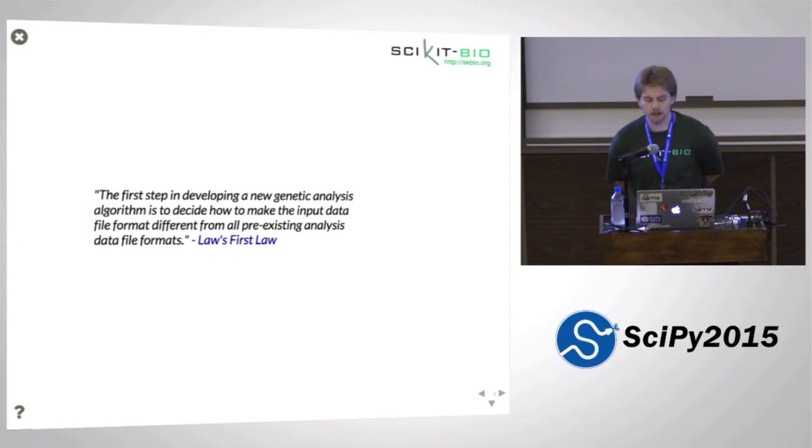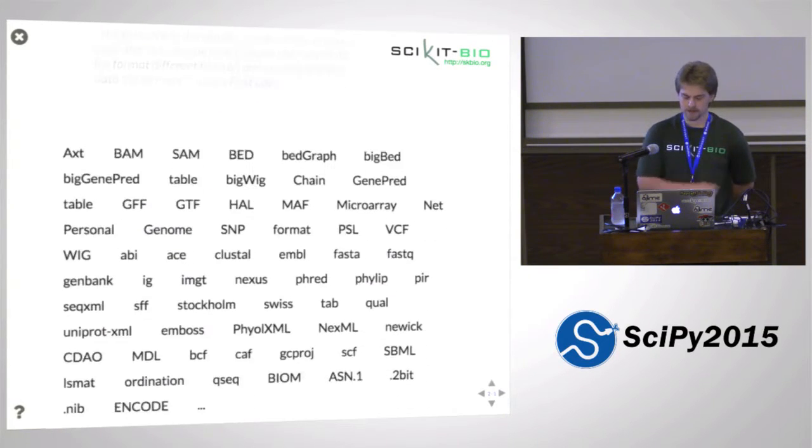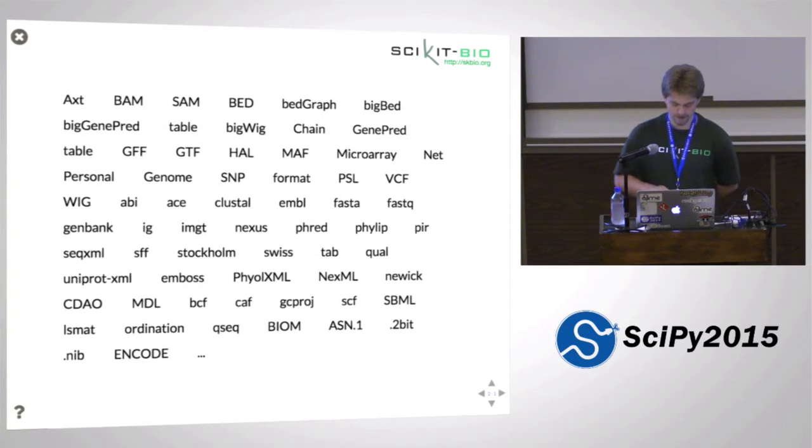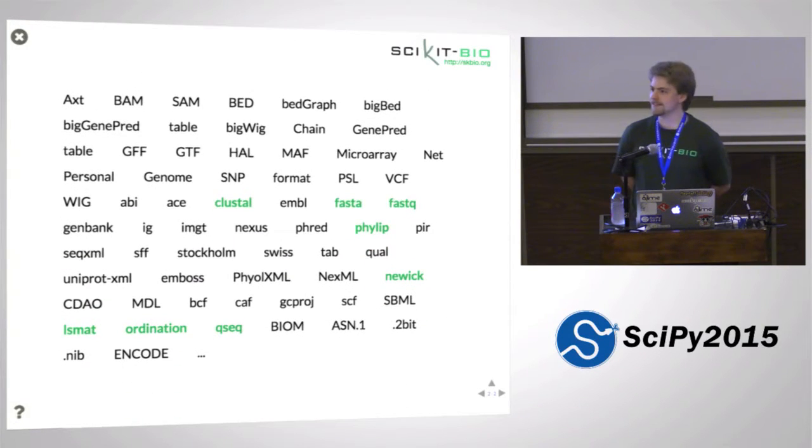So let's get started. Law's first law says that the first step in developing a new genetic analysis algorithm is to decide how to make the input data file format different from all pre-existing analysis data file formats. We can see evidence of this through about a 5-minute Google search. We currently support these formats. If you have your own format that you need for your research, come by the sprints. We'd love to help you sprint on that.